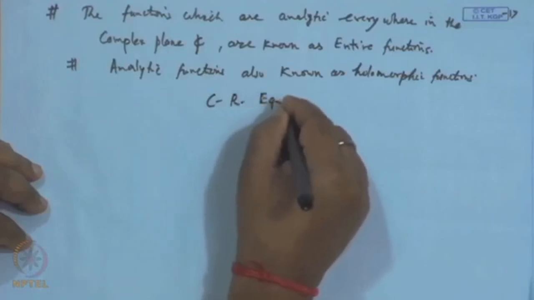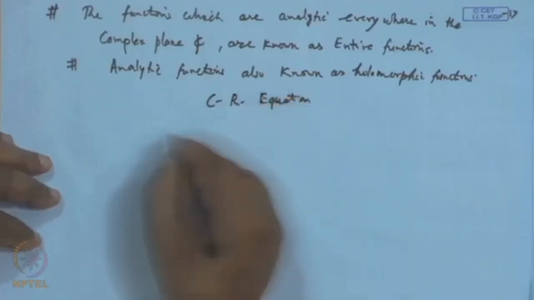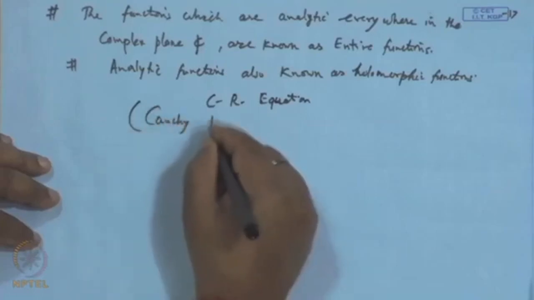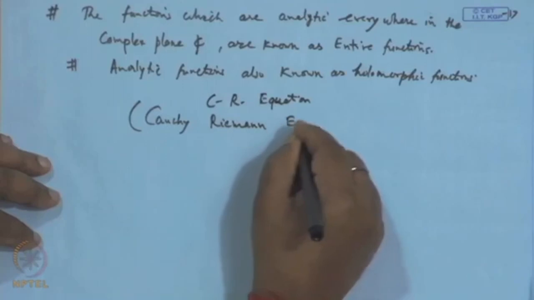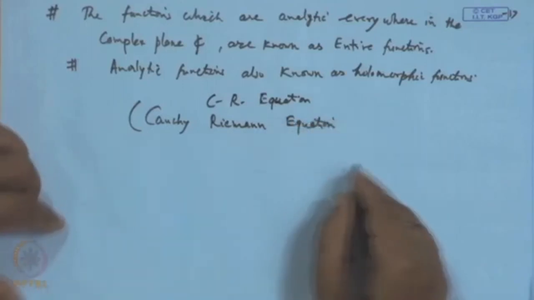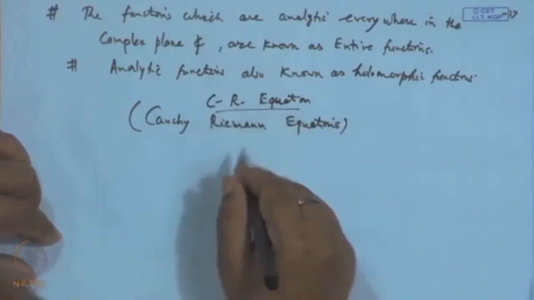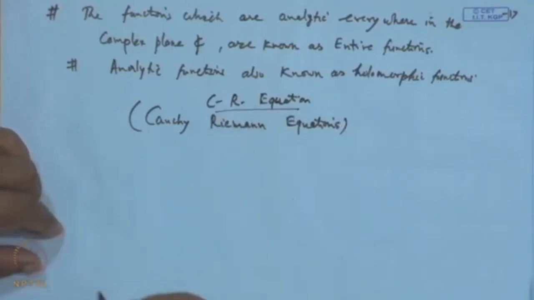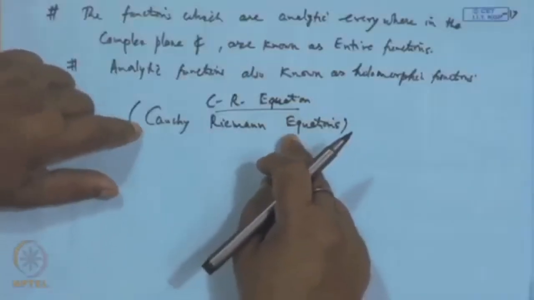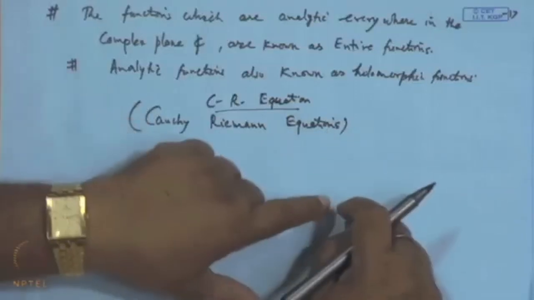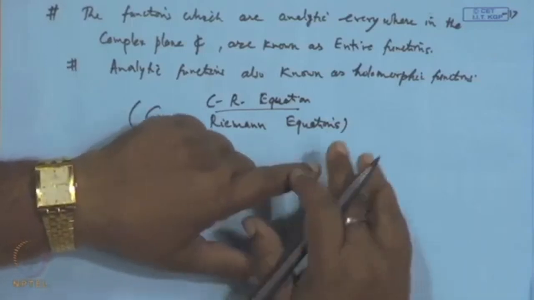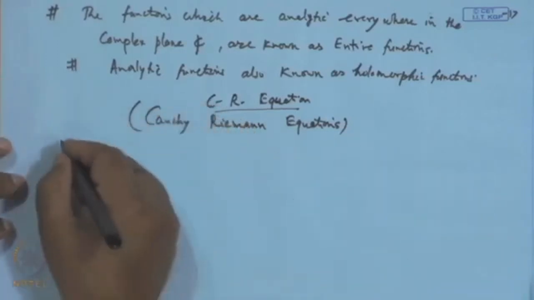So, let us see first the conditions and then the CR equations. These are known as the Cauchy-Riemann equations. In fact, they were given by Cauchy and Riemann, and the equations are in the form of partial derivatives of a function u which satisfies certain conditions. This Cauchy-Riemann equation comes out when we go for the necessary condition for the differentiability of the function or analyticity of the function. So, let us see the result.